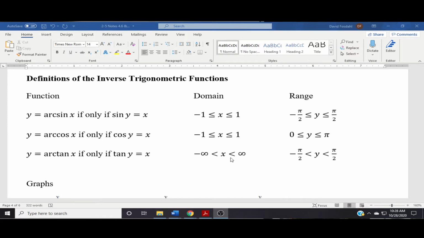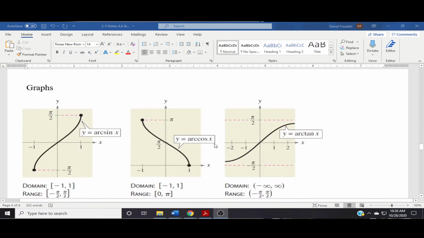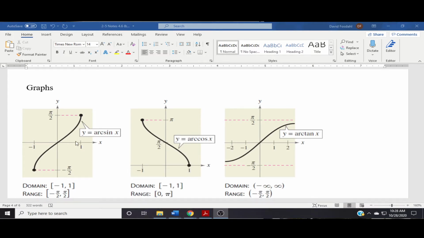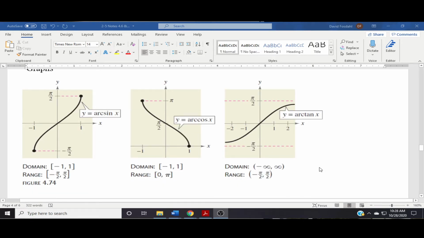Arc tangent doesn't have a restriction on the domain, but the range is restricted to be greater than negative pi over 2 and less than pi over 2, because if you go beyond it, it won't have an answer. These are our graphs so that you can see how our functions are restricted in domain and range. Same thing, restriction not in domain, but definitely in range. Those are going to be crucial concepts for the future.